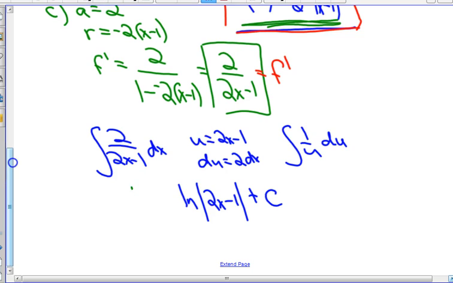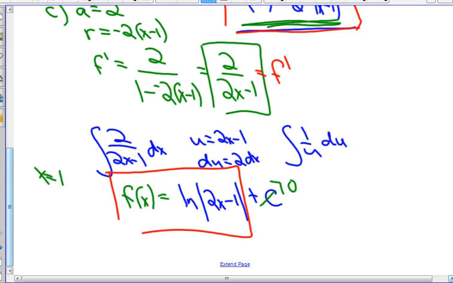So here's my function. F of x equals this natural log. But when x is 1, my function should equal 0. And you can check that out, but that will lead to your constant equaling 0. So my final answer for the final part of part C is my function would be the natural log of the absolute value of 2x minus 1. And that takes care of 2014 question number 6, probably one of the trickiest questions on the AP Calculus exam. So hopefully that all makes sense.